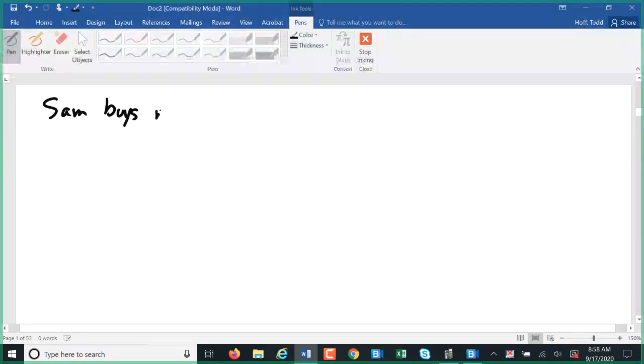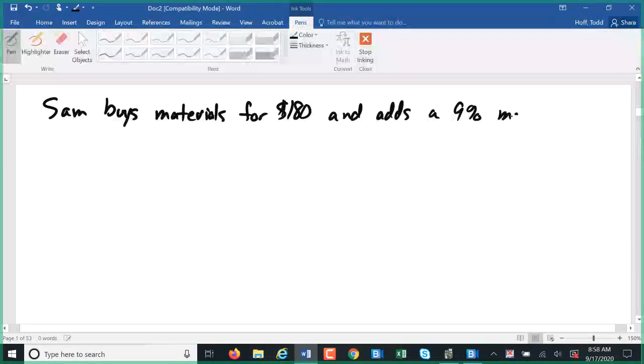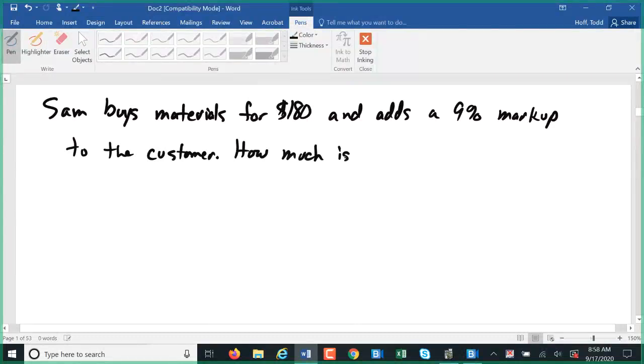Sam buys materials for $180 and adds a 9% markup to the customer. How much is Sam's markup?